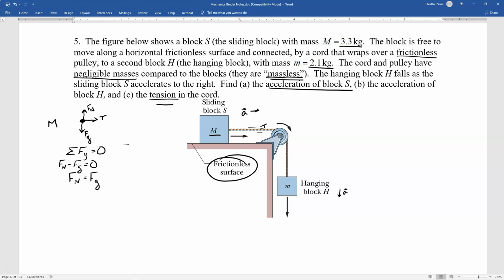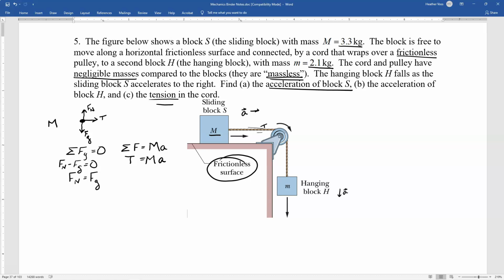Now, in the x direction, our net force is going to equal the mass, which in this case is going to be big M, times the acceleration. So that tells me that the tension going to the right is going to equal the big mass times the acceleration that it experiences. So basically our tension is directly connected to the acceleration of that mass.